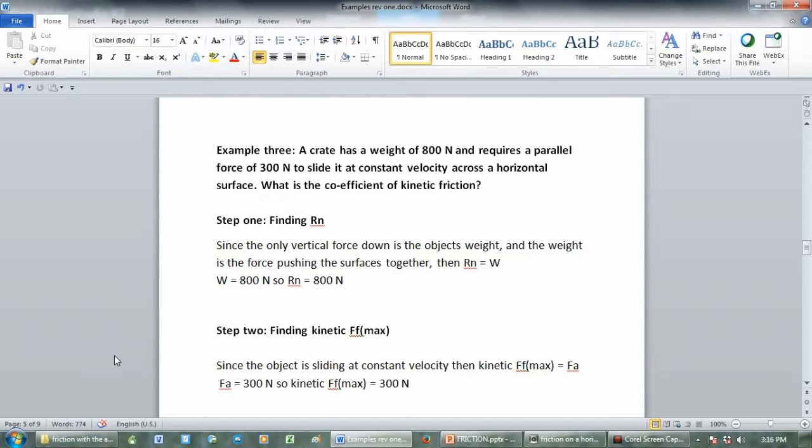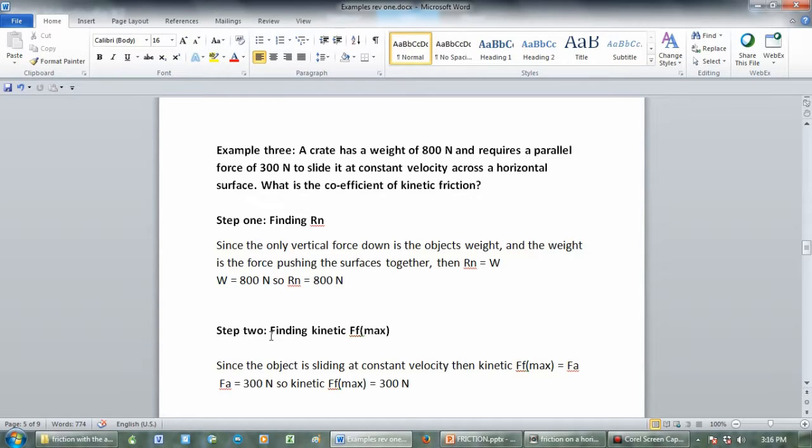Step 1. Finding Rn. Since the only vertical force down is the object's weight and the weight is the force pushing the surfaces together, then Rn equals the weight. So if the weight is 800 newtons, then Rn, the normal reaction force, is also 800 newtons.